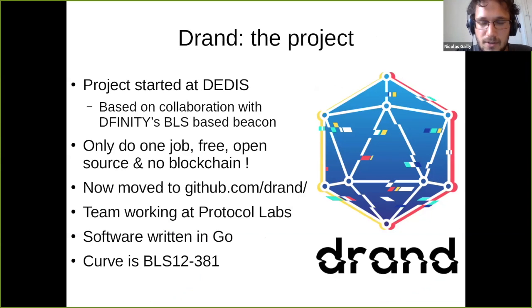We started this project a few years ago at DEDIS. I started this project at DEDIS, based on a collaboration with Dfinity. The goal of Drand is simply to generate randomness, and the only thing it does, it tries to do well. There's no blockchain. Now it's on its own GitHub repo, and there's a team working on it at Protocol Labs since recently, because we're going to deploy it in a production-ready manner. It was launched last year more as an experiment project, which started quite well, and now it's getting more serious. The curve is BLS12-381. The nice particularity of this curve is that it's being used in many different blockchain projects nowadays, so it's going to be compatible with Ethereum 2, Filecoin, and other blockchains.